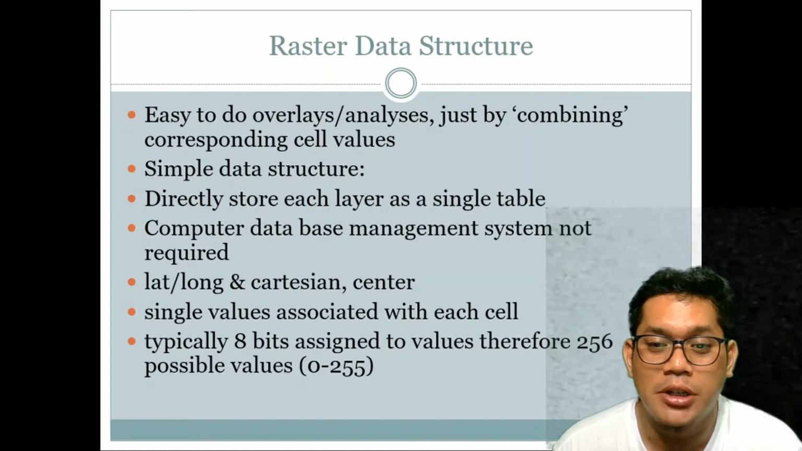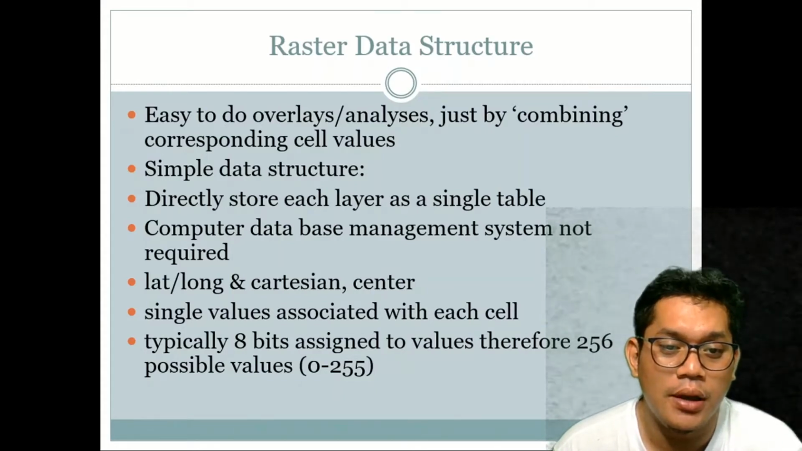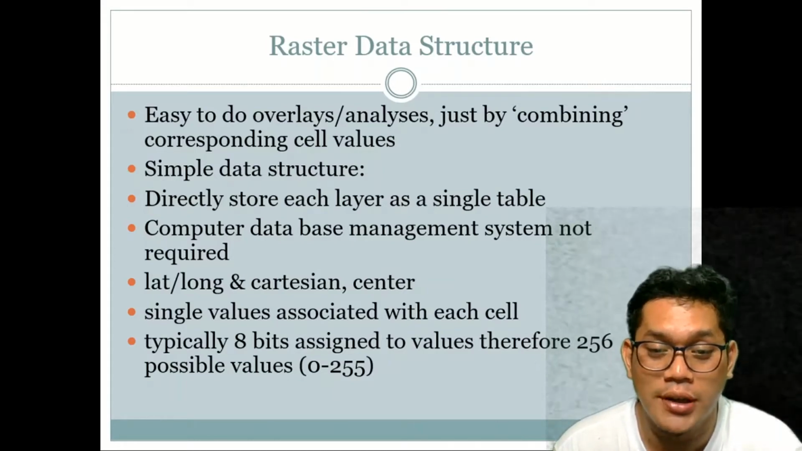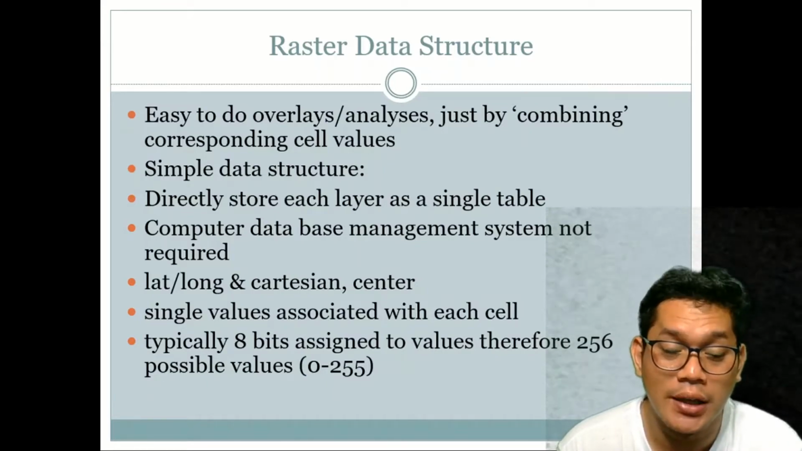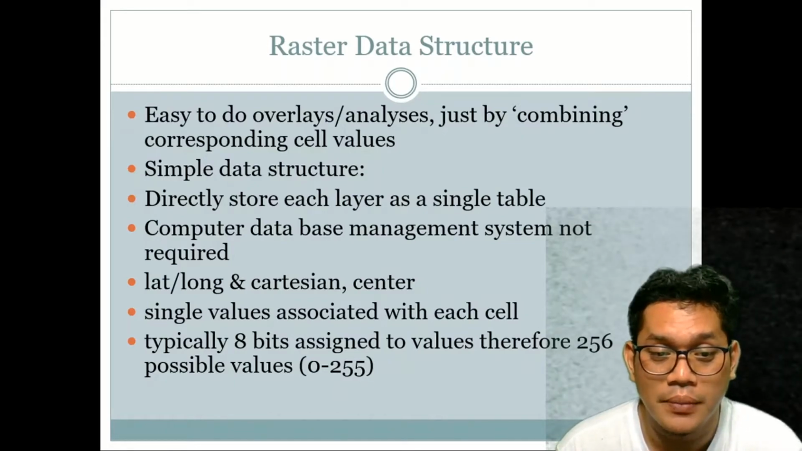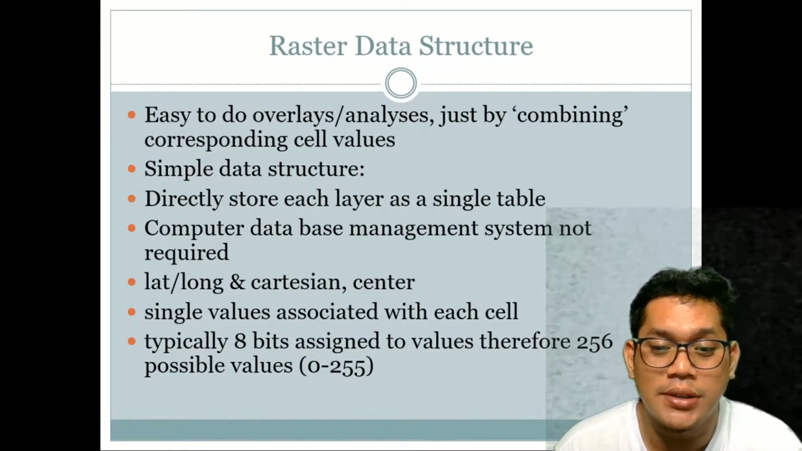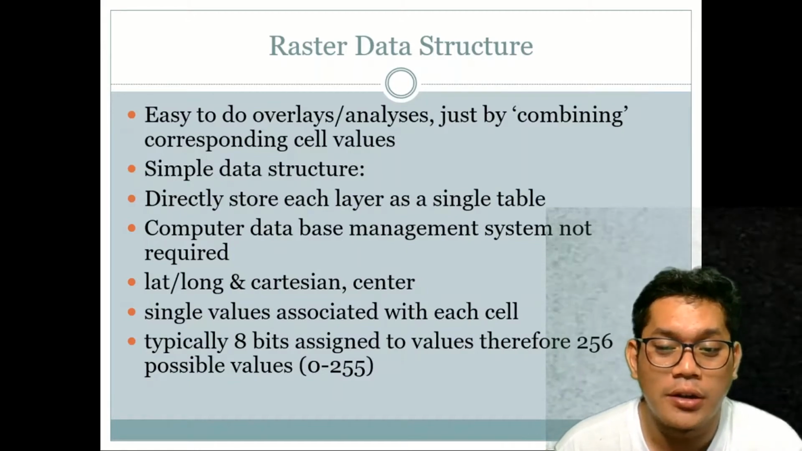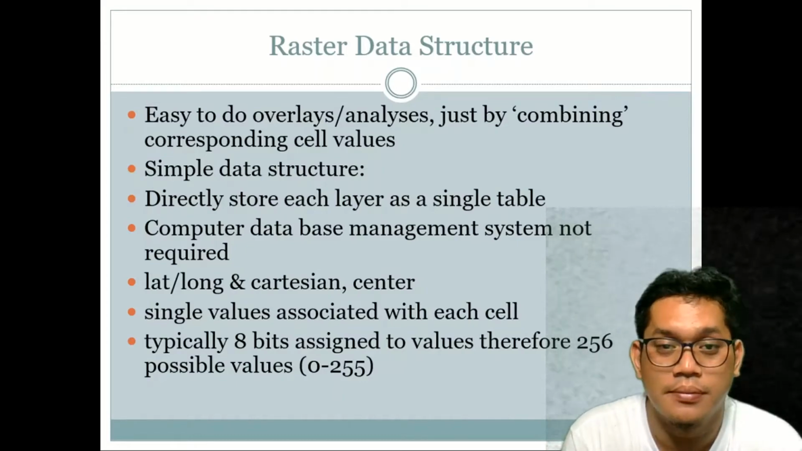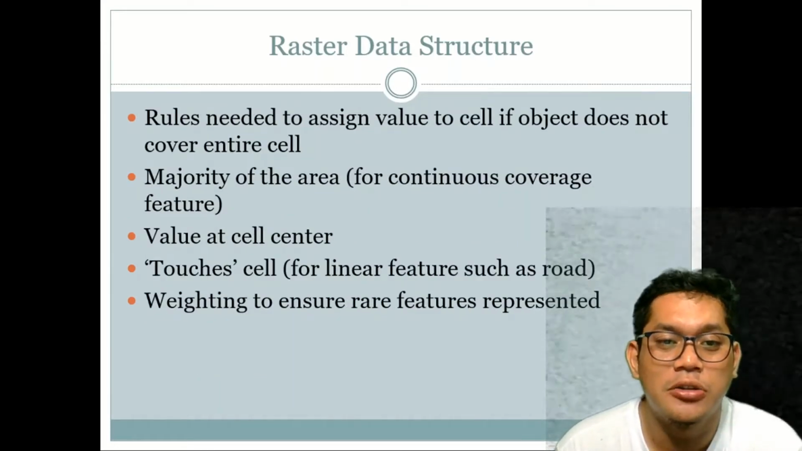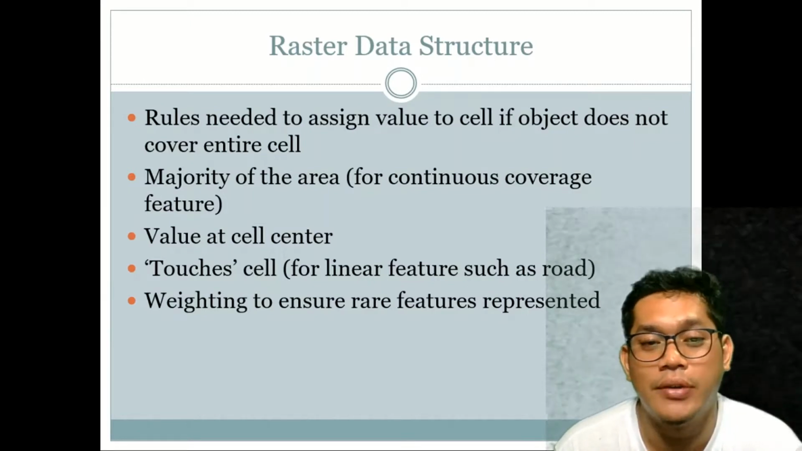And computer database management is not required, right? And along the center of the pixels, they have the latitude or longitude, or Cartesian coordinates, and those latitude or longitude will be kept in the middle of the pixels, where single values will be associated with each cell. It will not keep more than one value, and typically it holds 8 bits assigned to a value. Therefore, there are 256 possible values. Each value will represent specific information, and there are rules needed to assign a value to a cell if the object does not cover the entire cell.